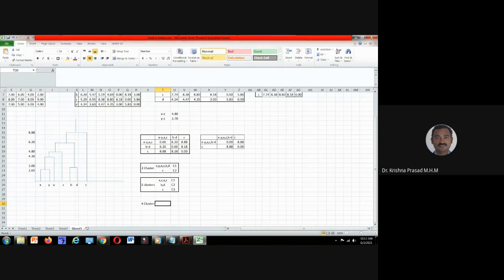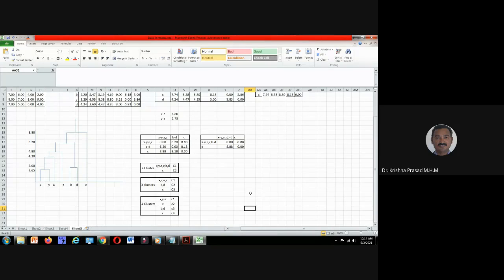Very good. What are the objects in the first of the 4 clusters? X, Y, A. Very good. Second cluster, Z. Third cluster, B, D. Fourth cluster is C. C1, C2, C3, C4. These are the 4 clusters it has formed. Right or not? This is the advantage of hierarchical clustering. Okay? This is the advantage of hierarchical clustering.